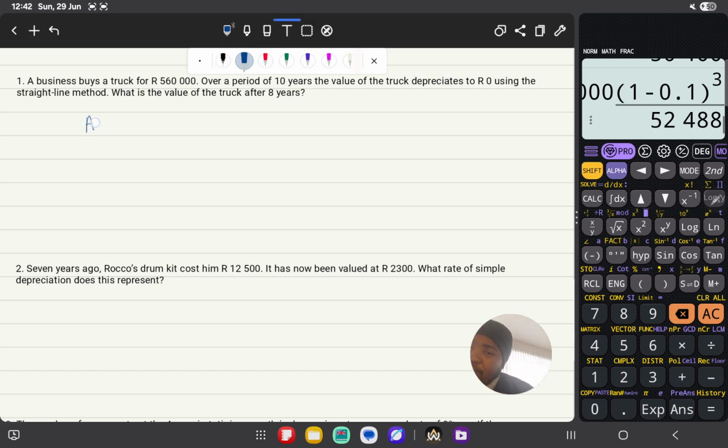So we have the formula A equals P times (1 minus I), right? And I want to show you something: they do not give us the value of the interest rate. But they just tell us that the value at the end of the period is going to be 0, right? So now what do we do?